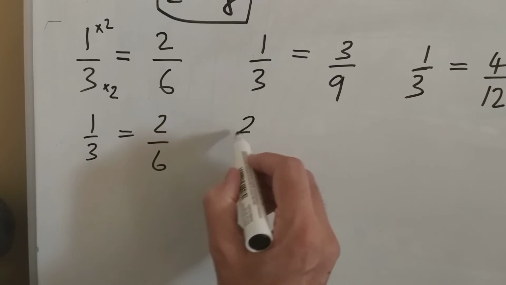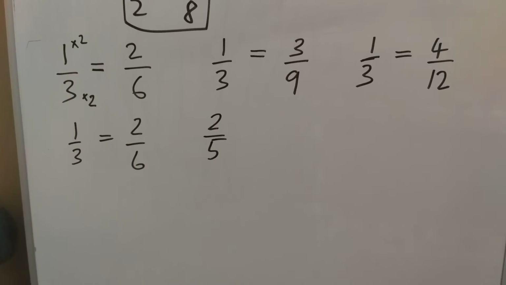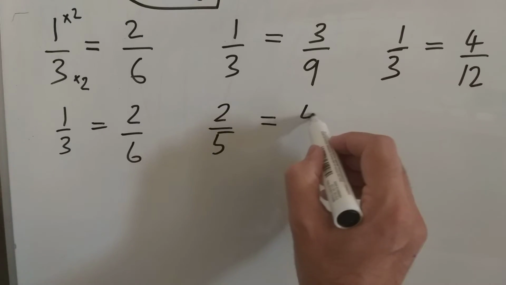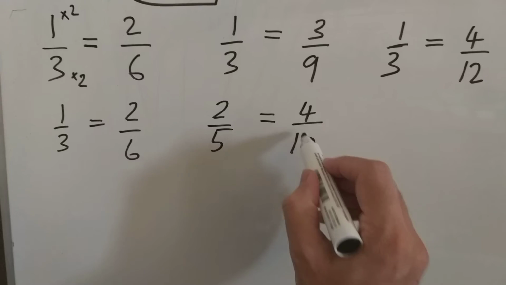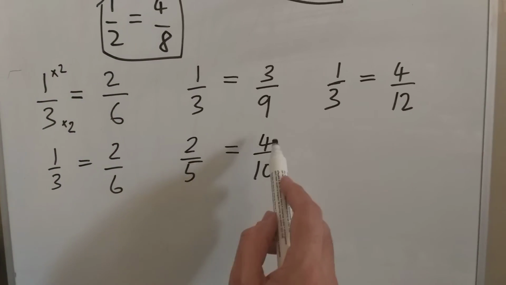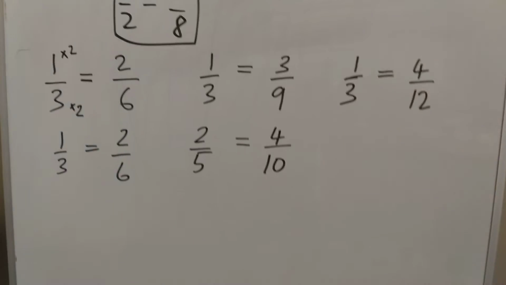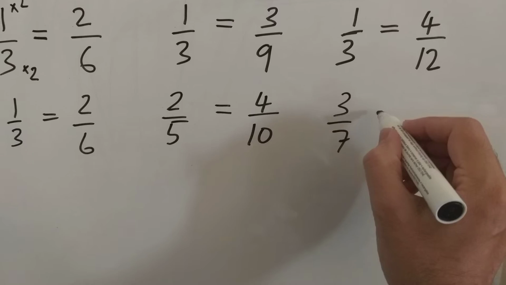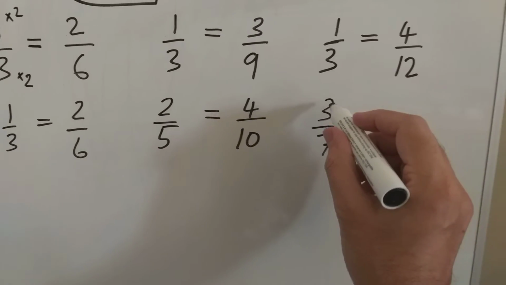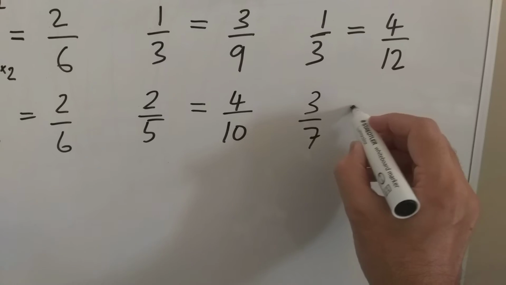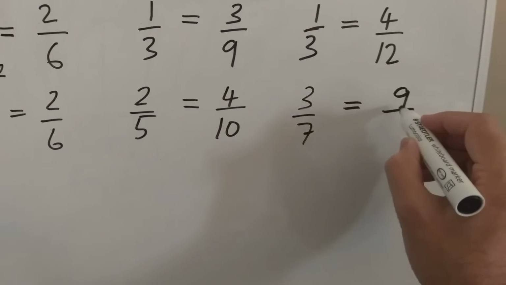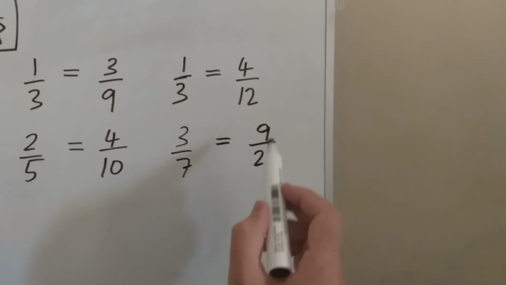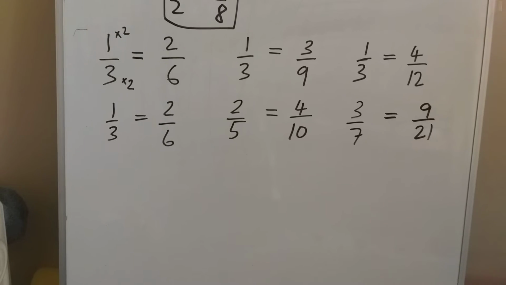Let's take the fraction 2/5. If I multiply the top and the bottom by 2, 2 times 2 is equal to 4, 2 times 5 is equal to 10. The fraction 2/5 is equal to 4/10. Suppose we have the fraction 3 over 7 and I multiply both the numerator and the denominator by 3. 3 times 3 is 9. 3 times 7 is 21. So the fraction 3 over 7 is equal to 9 over 21.